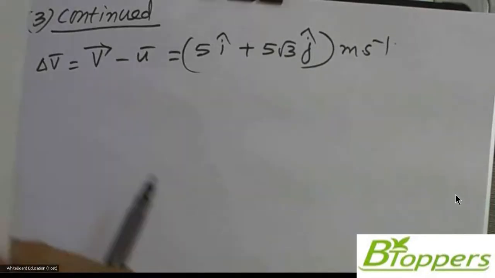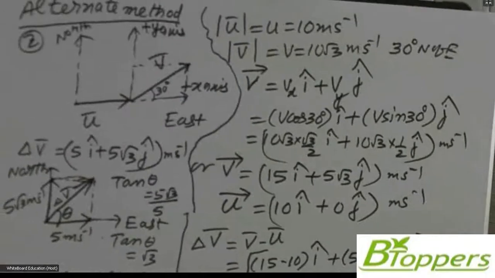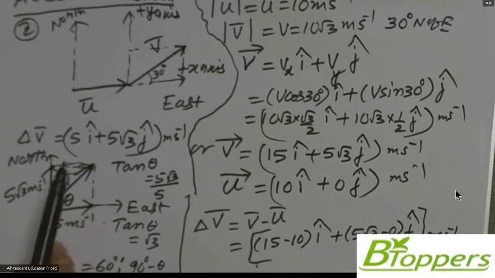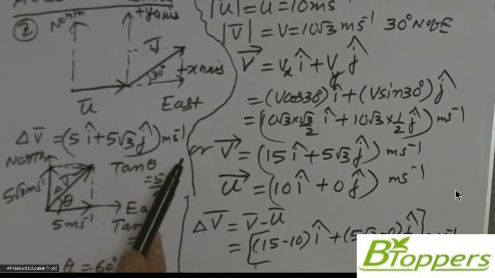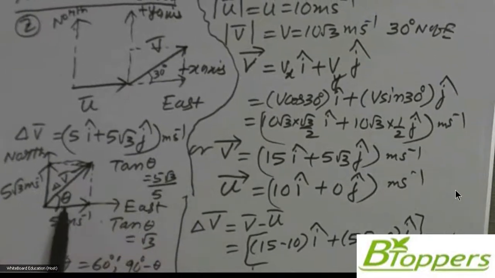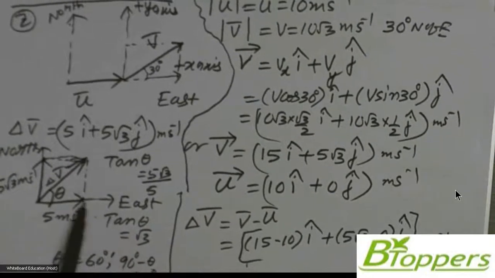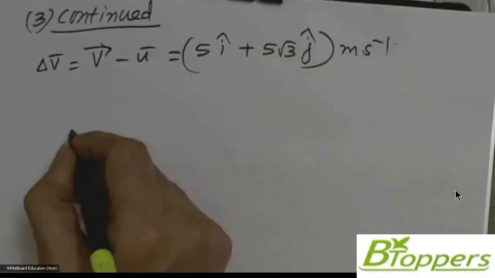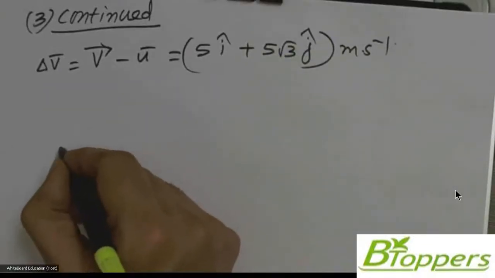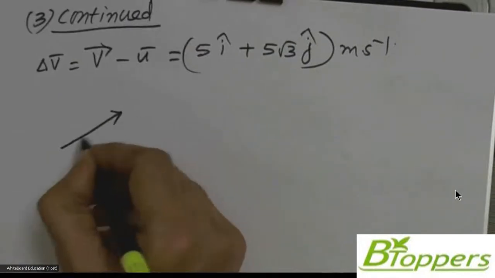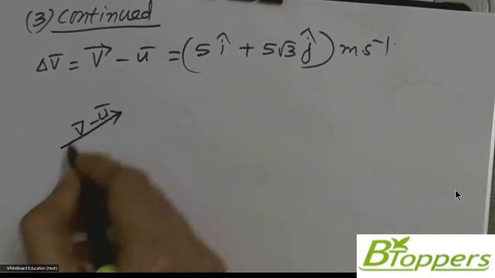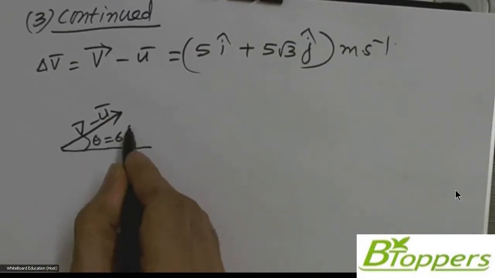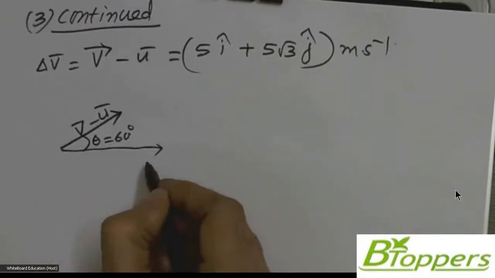We got the change in the velocity vector, v bar minus u bar, which is denoted by delta v bar, equal to 5 i cap plus 5 root 3 j cap meter per second, which makes an angle theta equal to 60 degrees with x-axis, means with the east direction. So the direction of the change in the velocity vector v bar minus u bar makes an angle theta equal to 60 degrees with x-axis or with east direction.